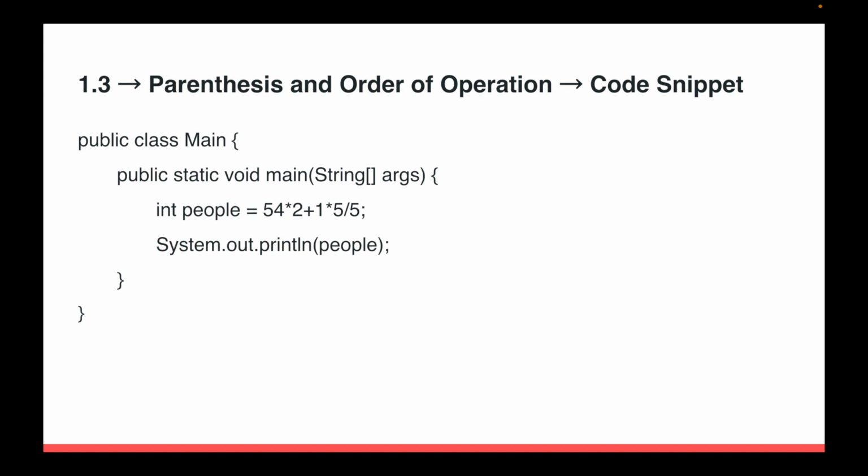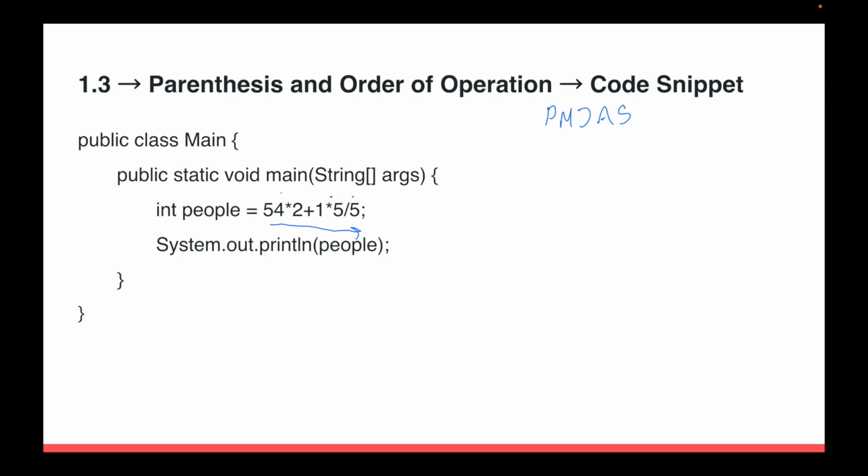Now if you look at this expression right here, this one is slightly more complicated. But let's break this down again. We do have PEMDAS. So right here we have multiplication, and then division. In this case, where we have multiple operators that are on the same level of precedence, we're going to go in order from left to right. So we're going to start with 54 times 2.